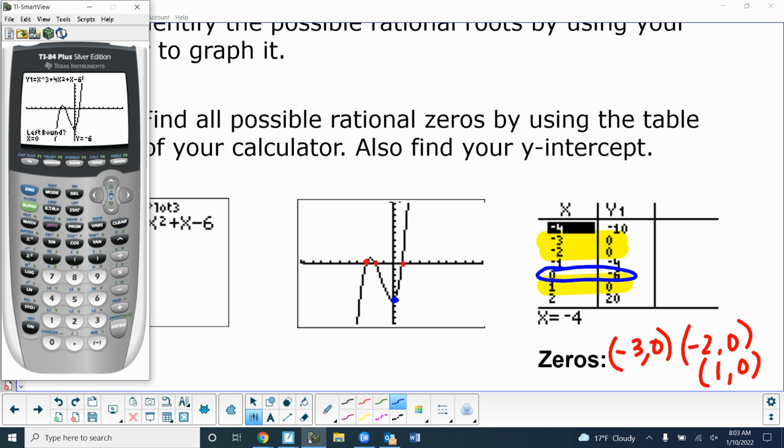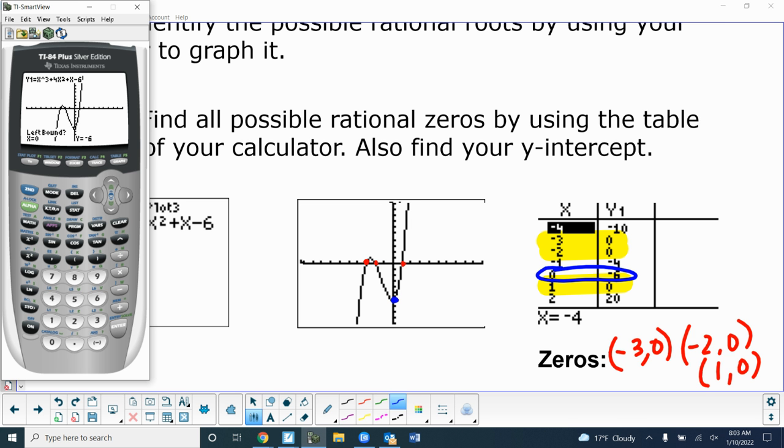So it asks you for left bound, right bound, and then guess. The calculator knows there's more than one 0. So it's asking you to give it some boundaries to look for this 0. All right? So if I'm looking for the -2, 0, we know what the answer is, but I just want to go through the procedure here to help you. I want to move my cursor left of that 0. Okay? So I hit the left arrow key.